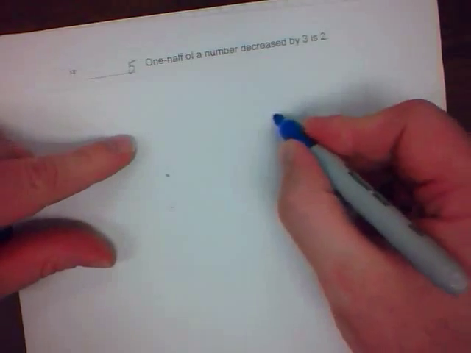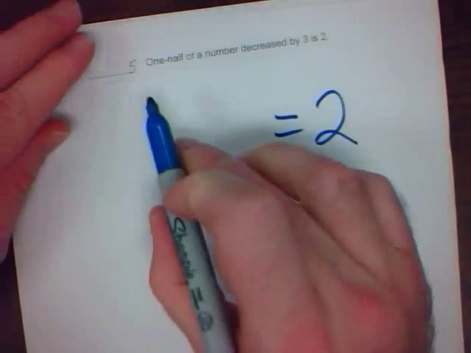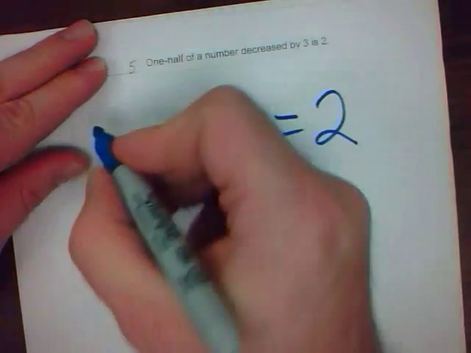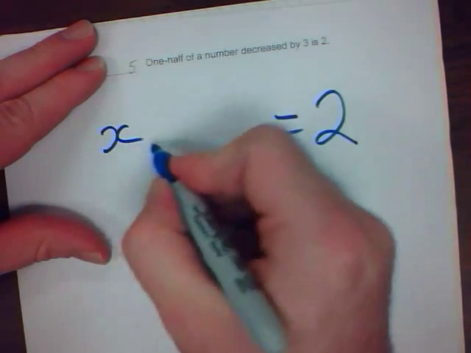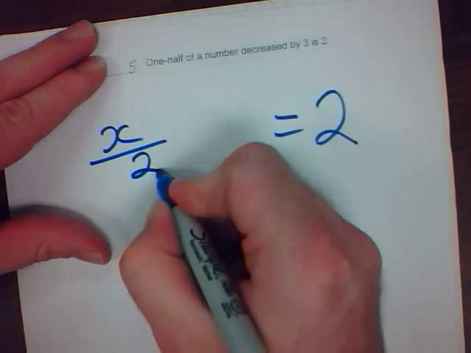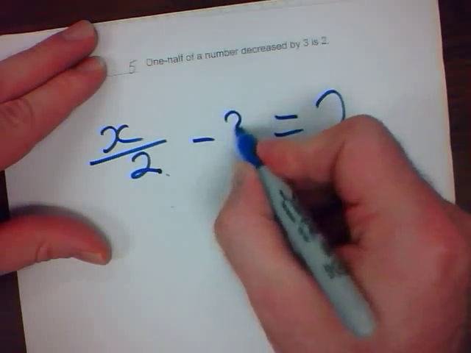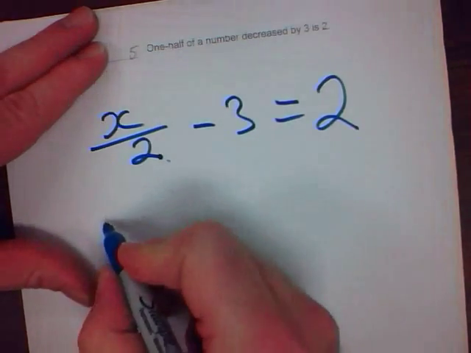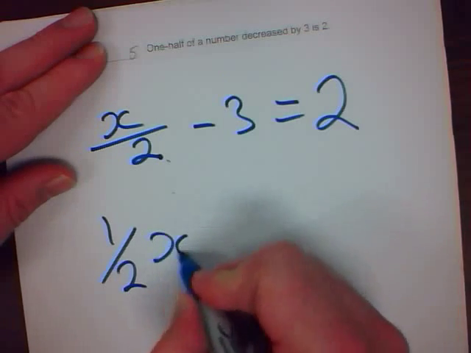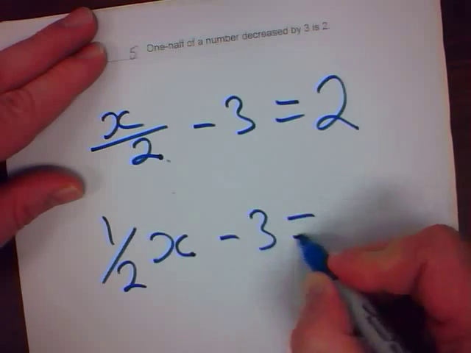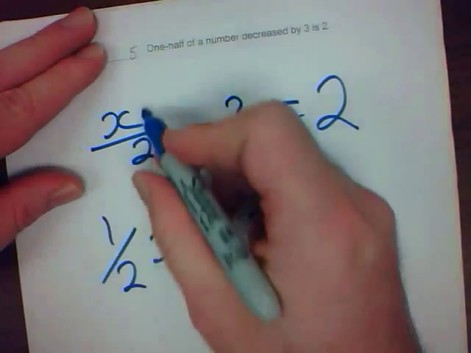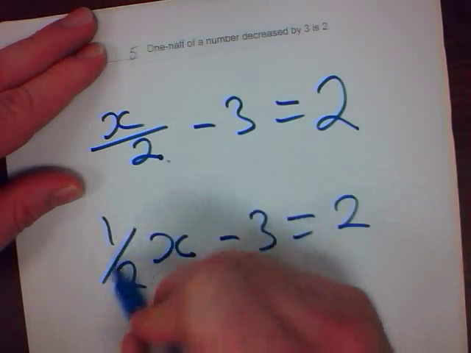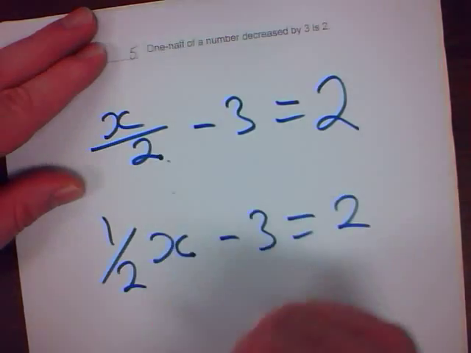Our fifth example. 1/2 of a number decreased by 3 is 2. Is 2. 1/2 of a number. All right, I'm going to take my unknown number, I'm going to divide it by 2, and then I'm going to decrease it by 3. Again, I could also do this. 1/2 of a number decreased by 3 is 2. These would also be the same. You can multiply by 1/2 or divide by 2. You'll get the same result.